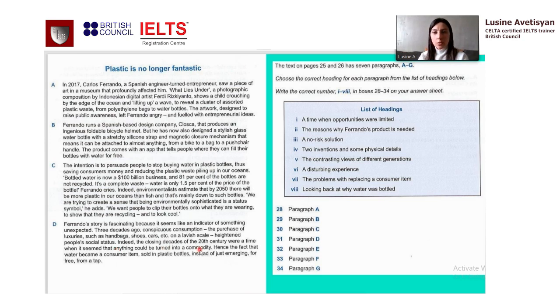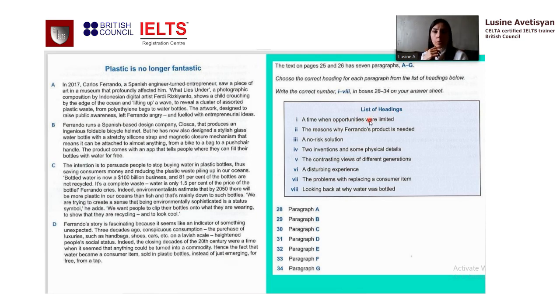Indeed, the closing decades of the 20th century were a time when it seemed that anything could be turned into a commodity, hence the fact that water became a consumer item sold in plastic bottles instead of just emerging for free from a tap. So this is a reference to the past when some items showed a person's status, some luxurious items like cars, shoes, handbags, etc. And then we also have the fact that water became a consumer item to show again some status. Yes, people had, instead of just going and drinking from the tap. Okay, so the paragraph was about a historical reference to what these items showed.